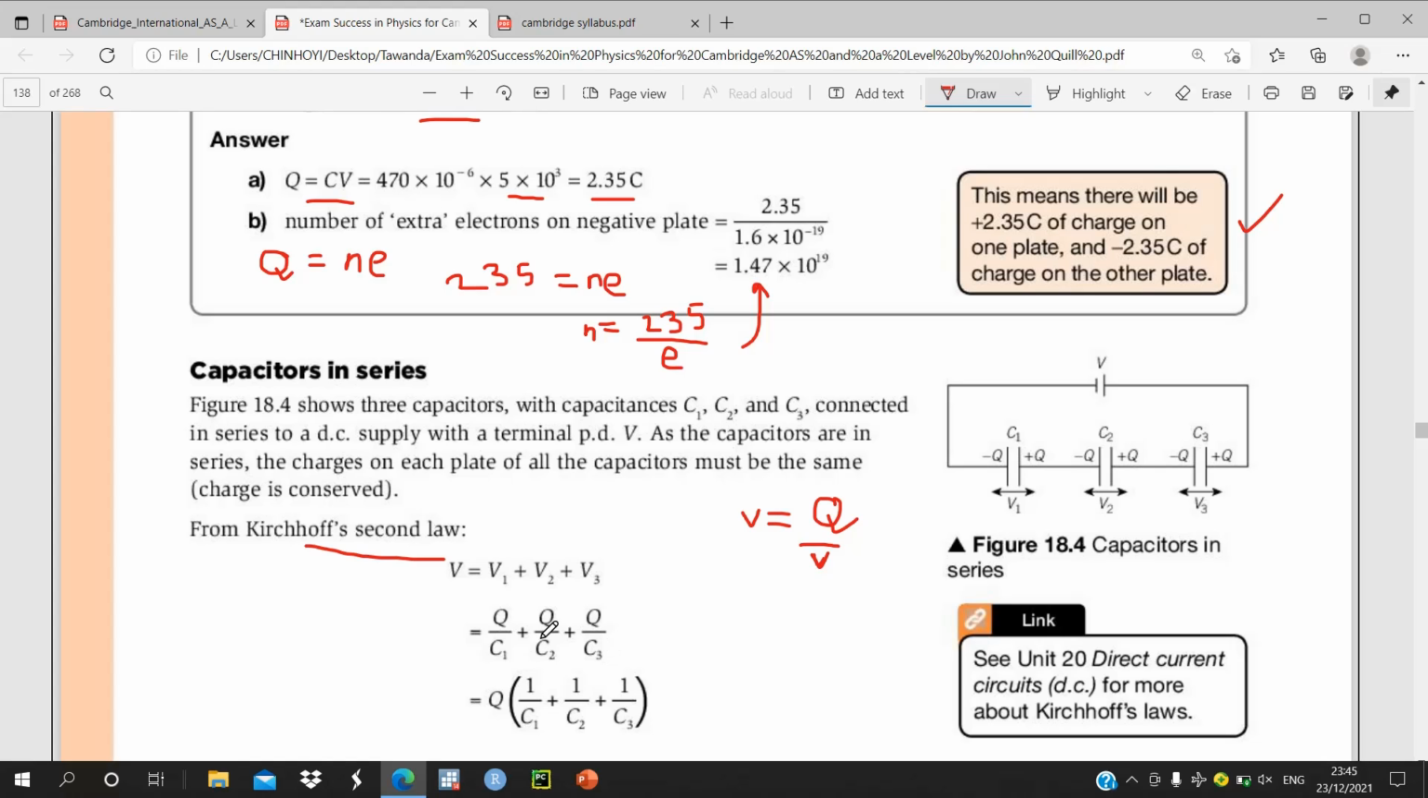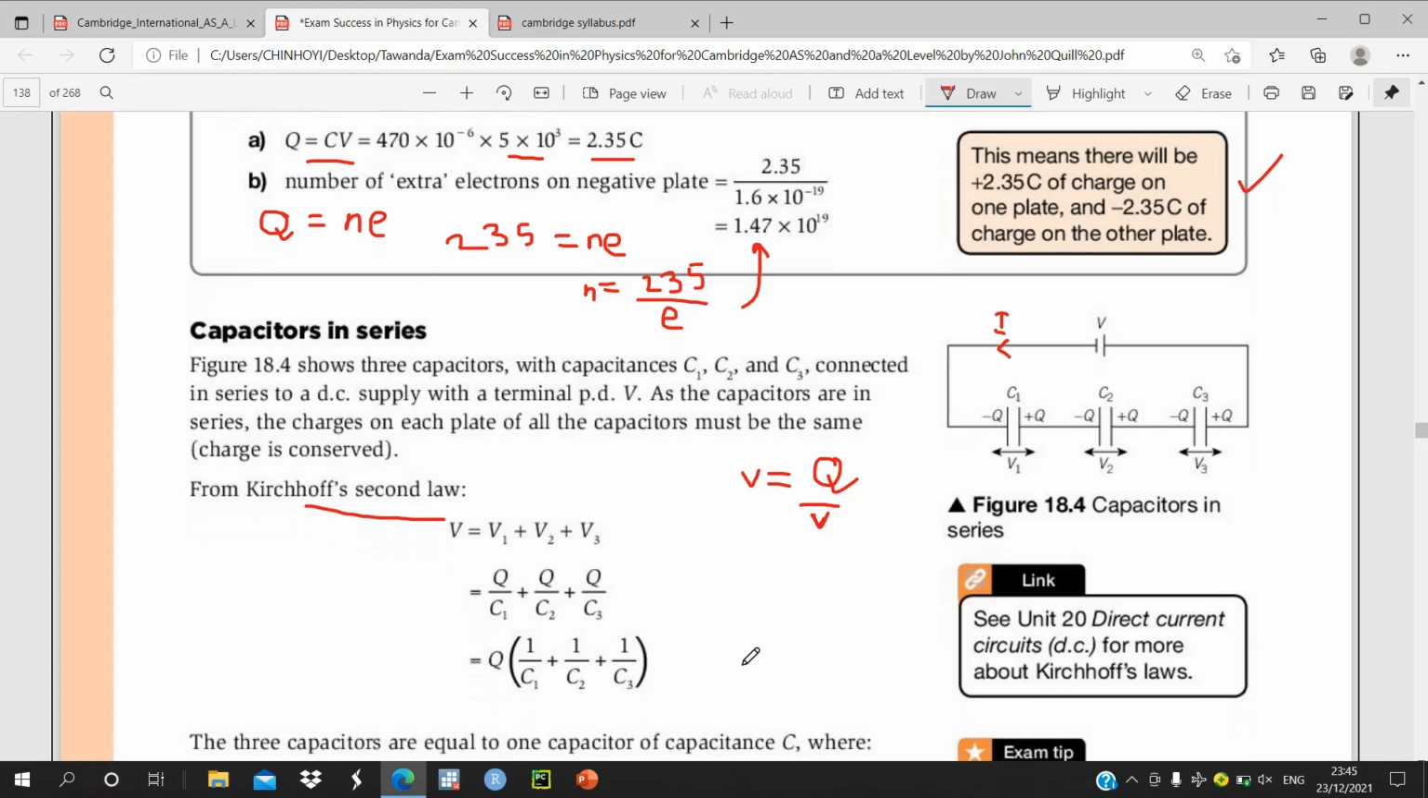And why are we saying the charge is the same? Because here, as you can see from the diagram, we have the same current moving through this one and this one and this one, the same current. If we have the same current, we will have the same charge. We are going to have the same charge.